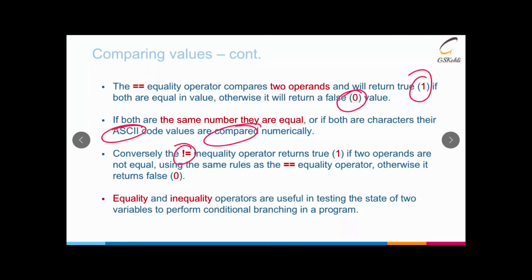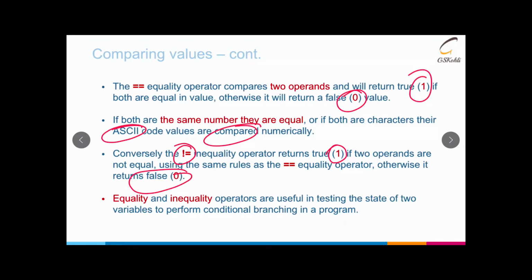The inequality operator is exactly the opposite of the equality operator. If both of them are not the same, it will say yes, you're right, both of them are not the same. It gives you 1 as an answer. And if both of them are basically the same, it will say false, as a 0.